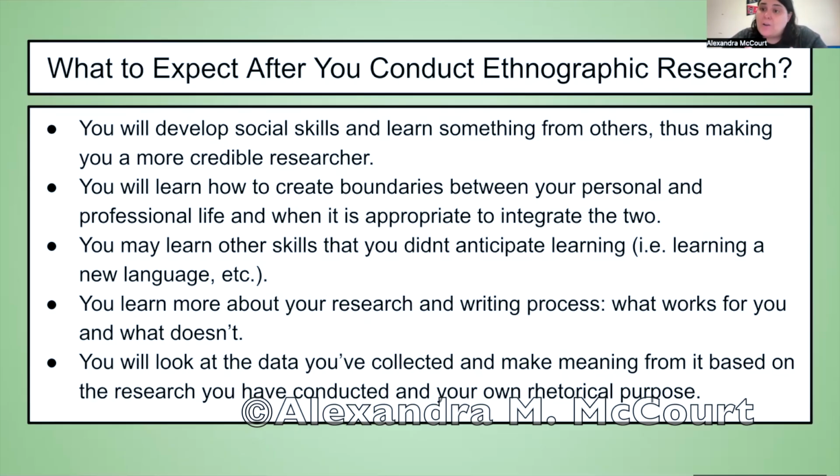You'll also learn how to create boundaries between your personal and your professional life, which is something that doesn't just apply to school, it applies to everything. You'll also learn when it's appropriate to integrate the two. If you've ever been in a situation where you're at your job and you got a little too personal with your coworkers, and then everybody started talking about you and your personal stuff, this kind of research methodology will get you to practice what's appropriate and what's not, drawing those lines, creating those boundaries. And then you get to decide when is the best opportunity to allow personal and professional to overlap.